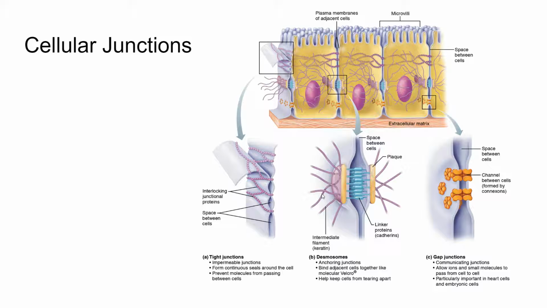And then there's gap junctions. Gap junctions are different because they allow passage of material between two cells. And you can see that in that picture, right? It's like a little tube that passes between the two cells.